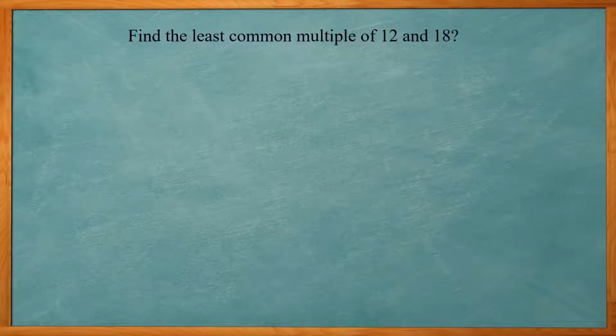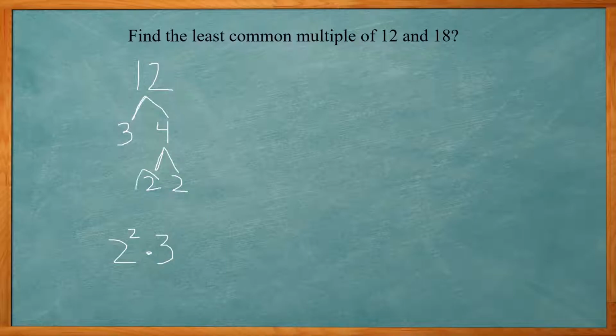So instead of running through the multiples of each number and seeing which one's in common, we can use a different method that utilizes the prime factorization of each number. If I look at 12, if I were to make a factor tree, I can do 3 times 4. 4 breaks down into 2 times 2. So we have 2 squared times 3. I'm just looking at the numbers that don't have any numbers underneath them.